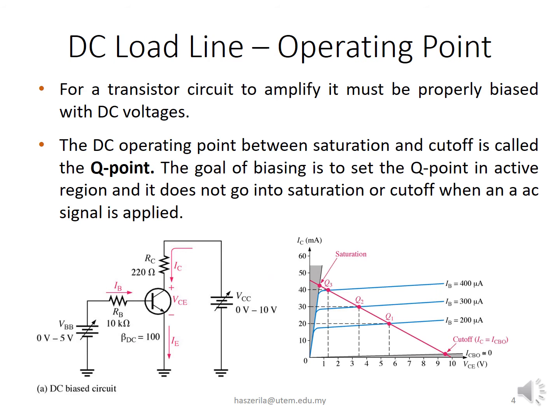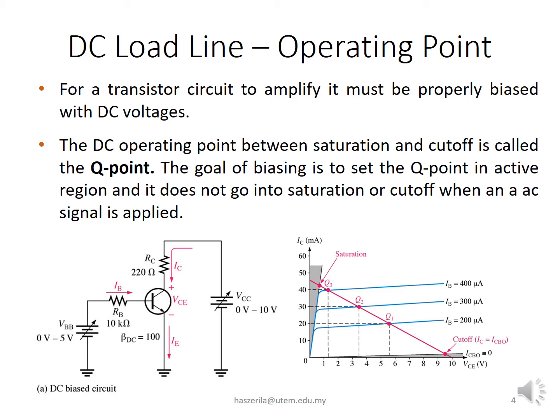Okay. For a transistor circuit to amplify, it must be properly biased with the DC voltage. The DC operation point between the saturation region and cut-off region is called the Q point. The goal of biasing is to set the Q point in the active region, so that it does not go into saturation or cut-off when an AC signal is applied.